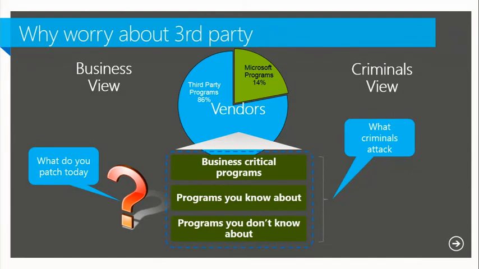If you notice on the pie chart here now, Microsoft programs only account for 14% of the vulnerabilities that are being dealt with. The other 86% are coming from third-party programs, and that number has almost doubled since 2006, so a very significant upturn.